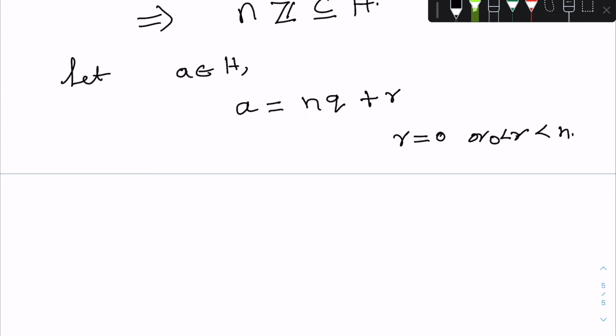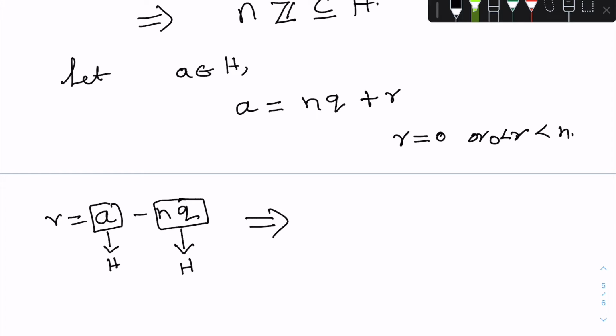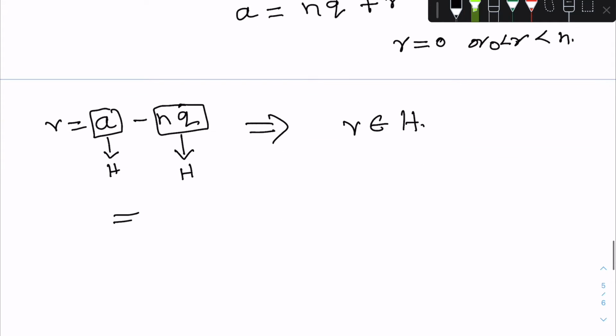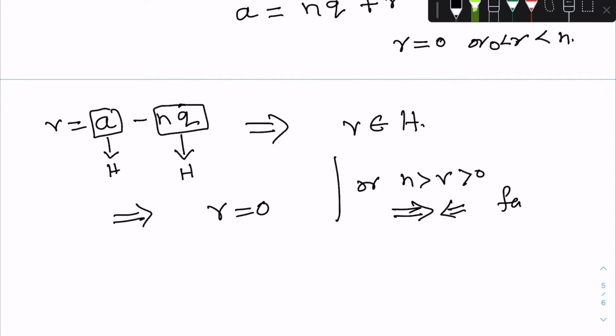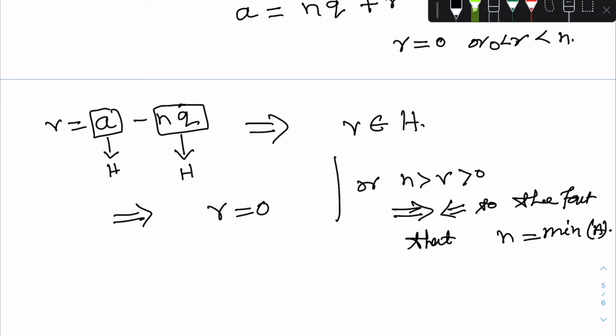Now what I'm going to do, you see that a minus nq is r. a is inside H, and n is inside H, so nq is inside H. That implies r is inside H. And this is impossible, so r should be 0. Otherwise, r is greater than 0 and less than n, a contradiction to the fact that n is the minimum. Otherwise r would be the minimum. r greater than 0 means it's a natural number, and r is less than n, and r is in H, so it contradicts the minimality of n in A.